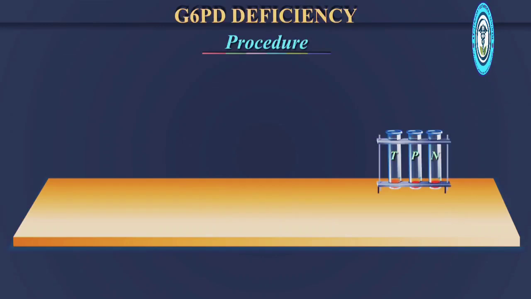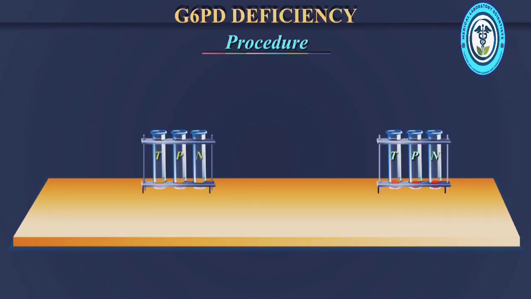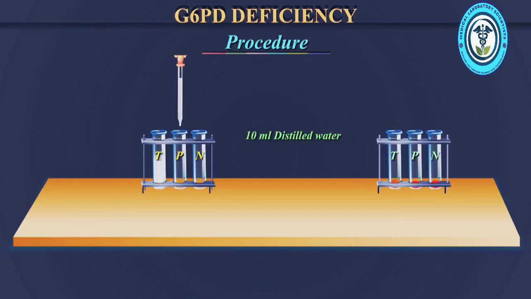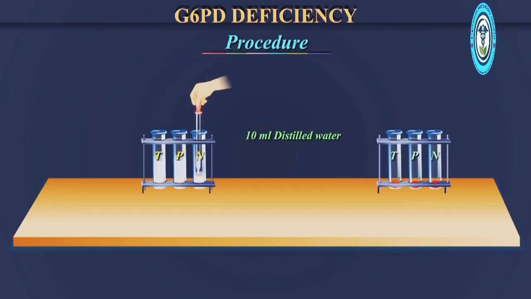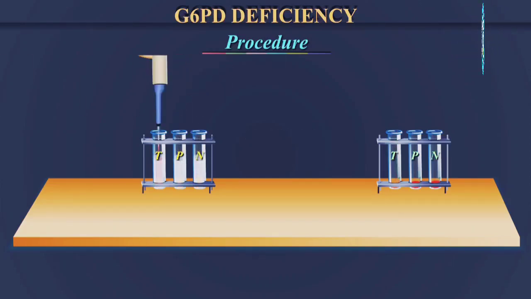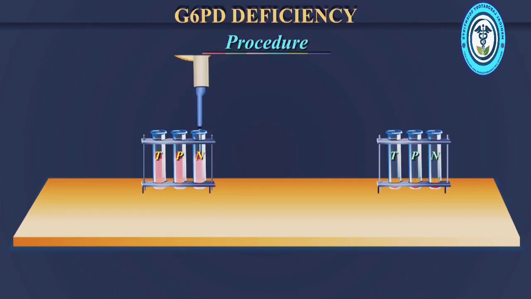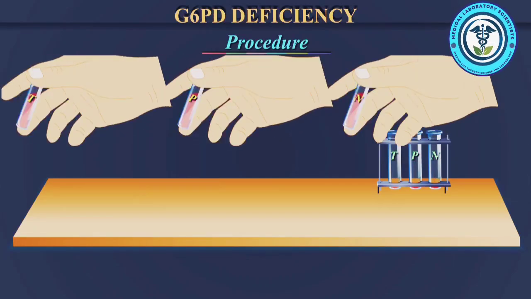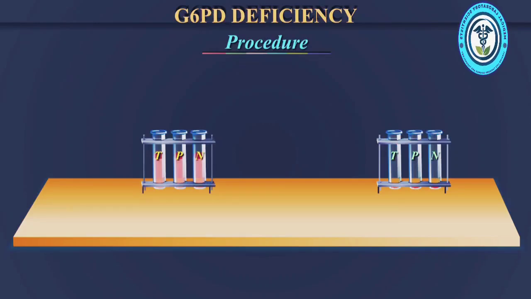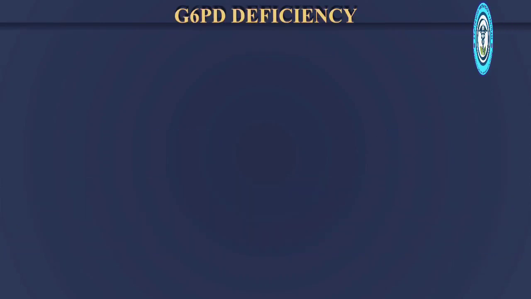Step 3. Take 3 test tubes and once again mark them as test, positive, and negative control. Add 10 ml of distilled water to each tube. Now take 0.1 ml aliquots from corresponding original tubes and add to these new tubes. Step 4. Mix by repeated inversions and wait for 2 minutes for the color to develop. Now match the color of the test with that of the positive and negative control tubes.